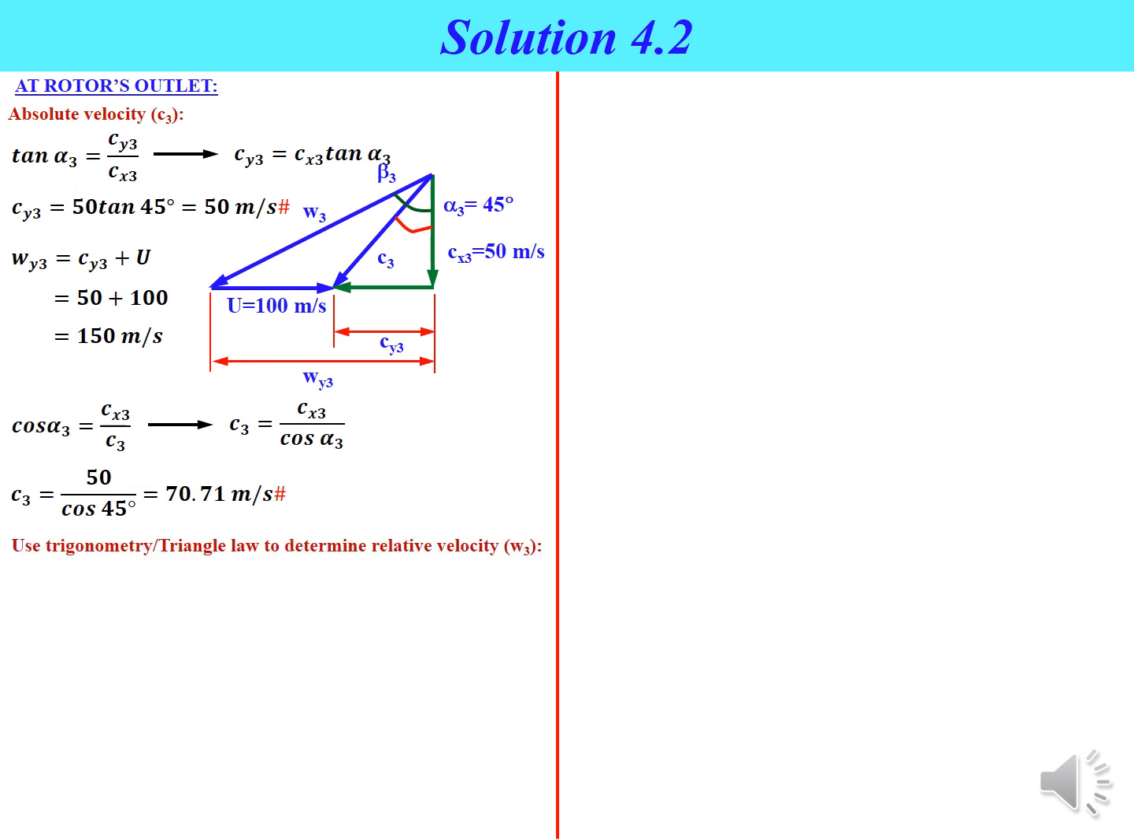Okay. By using the trigonometry or triangle law, we can determine W3, where, if you refer to the Pythagoras theorem and look at the triangle, W3 square equal to Wy3 square plus Cx3 square, which will be equal to 25,000. Taking the square root of the value, we get the value for W3, which is equal to 158.11 meter per second.